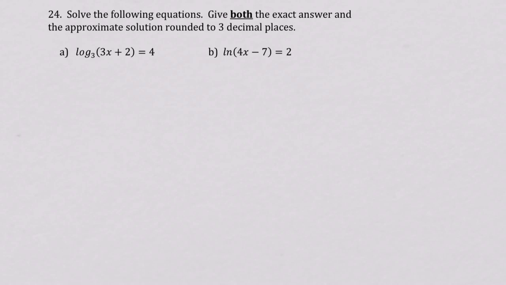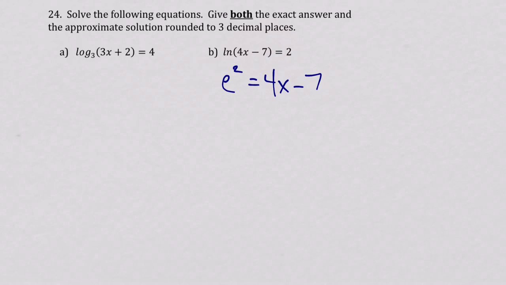Let's do it again for part B. Again, I'm going to switch this to exponential form. The base here, remember, is e. So what I'm going to do is e to the second power equals 4x minus 7. So e squared equals 4x minus 7.